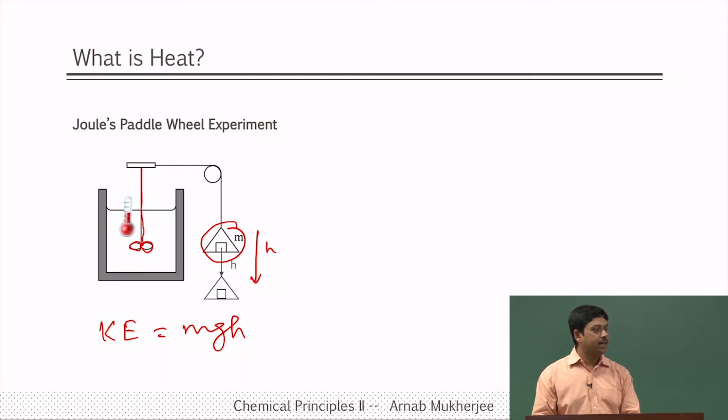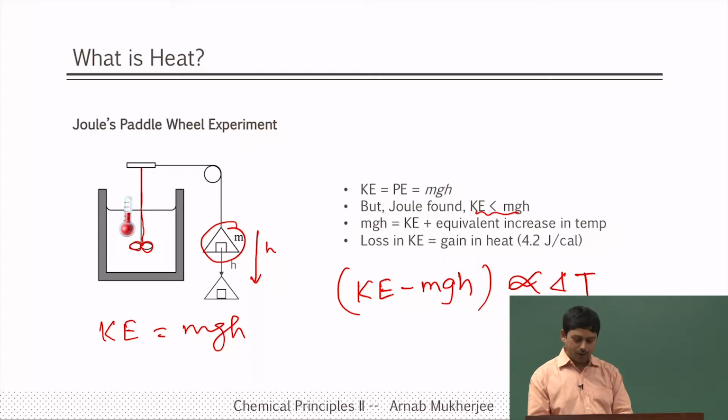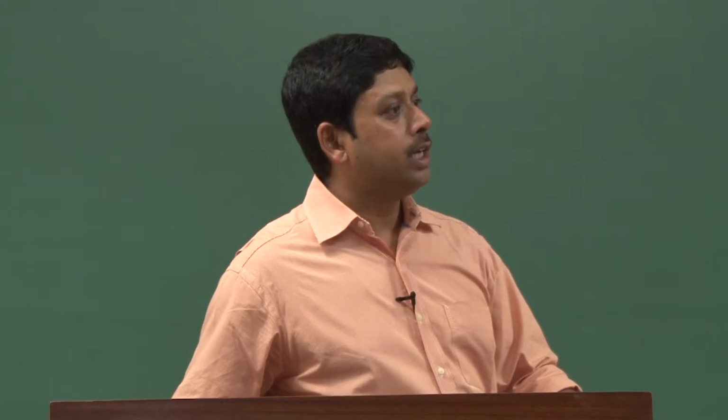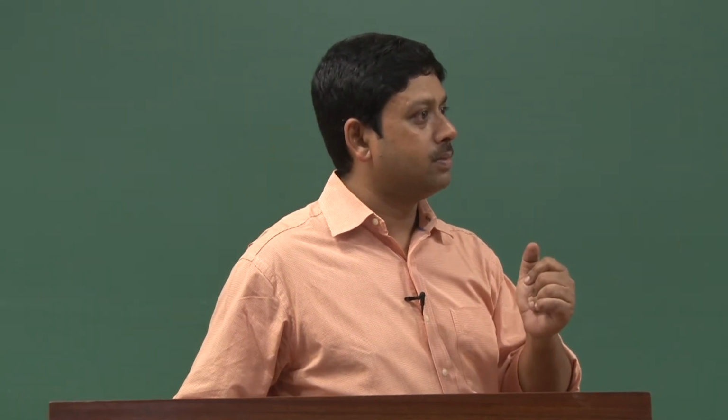He showed that whatever the kinetic energy was, it was less than that, right. So whatever the loss in kinetic energy, which means KE minus mgh, has been converted to something proportional to the delta T of the water here. So the loss in kinetic energy has been converted to an increase in temperature of the water, meaning increasing heat of the water, because temperature is proportional to heat.